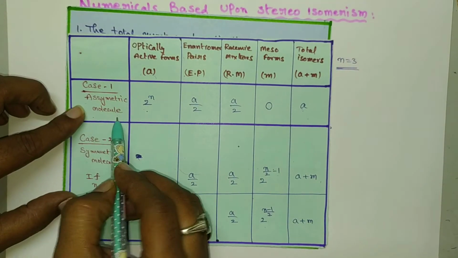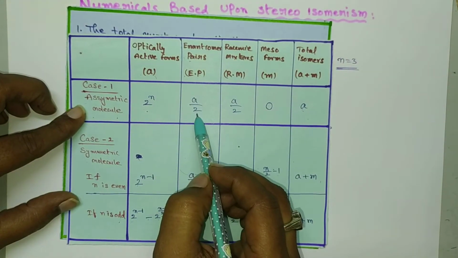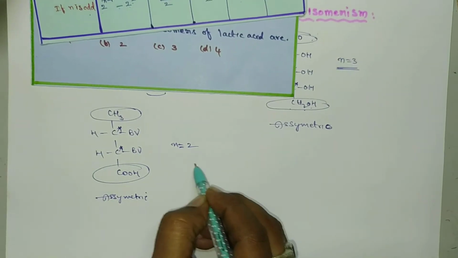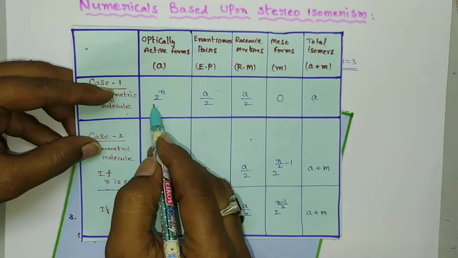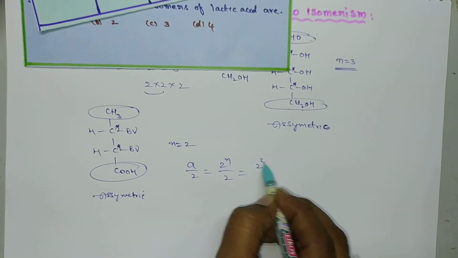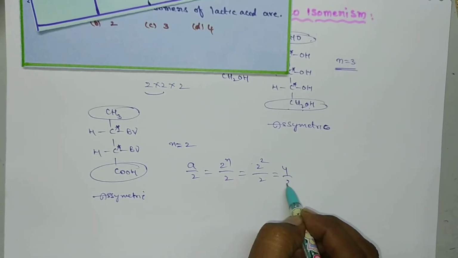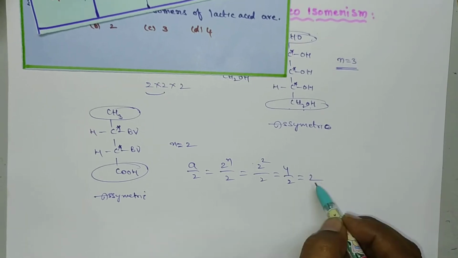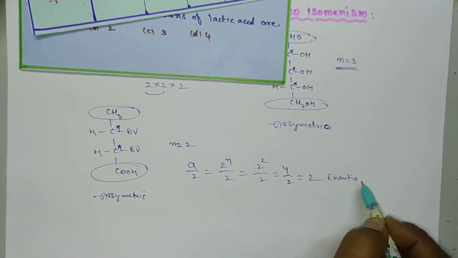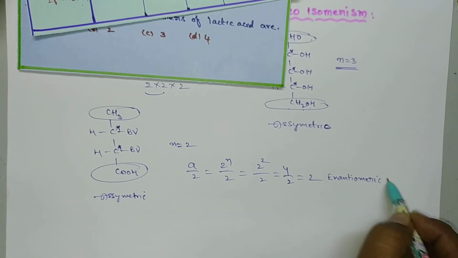For an asymmetric molecule, the number of enantiomeric pairs is a by 2, that is 2 power n by 2. Here a means 2 power n. So 2 power n by 2 means 2 power 2 by 2, that is 4 by 2, that is 2. So 2 enantiomeric pairs are there.